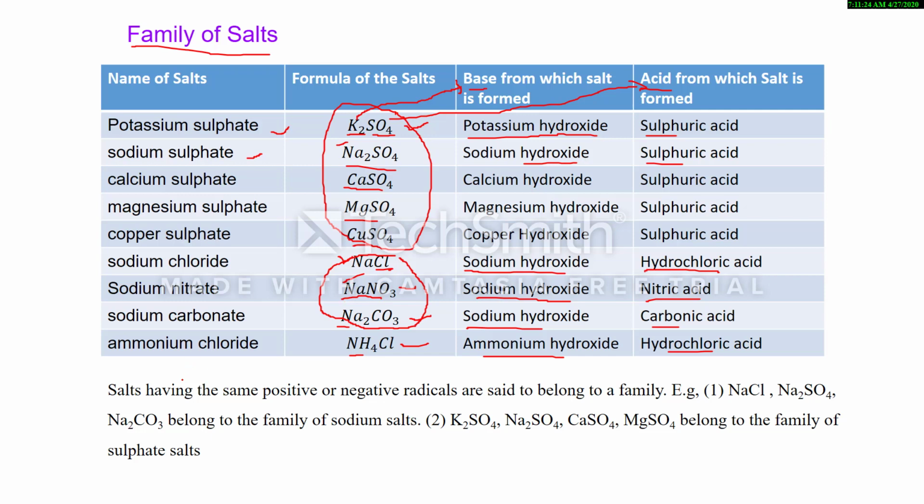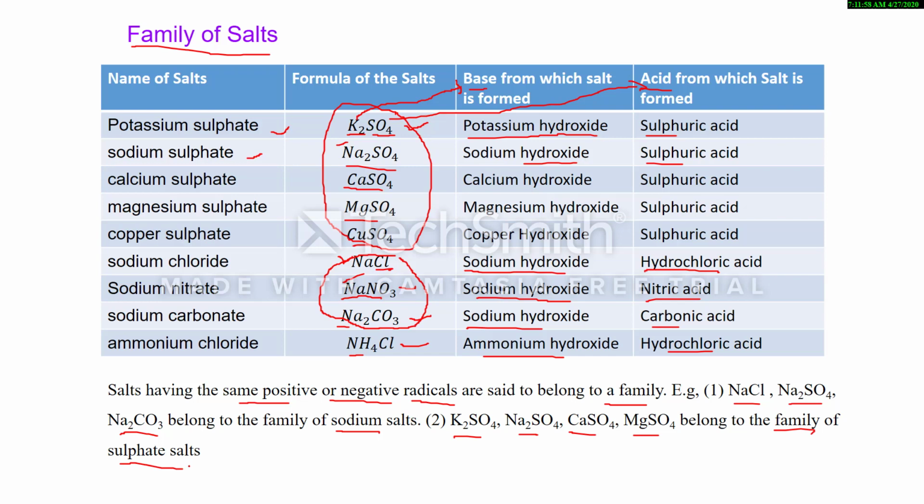Is that clear? So we can say salts having the same positive or negative radicals, meaning ions, are said to belong to a family. For example, NaCl, Na2SO4 and Na2CO3 belong to the family of sodium salts because sodium is common among them. In the same way, K2SO4, Na2SO4, CaSO4, MgSO4, SO4 is common. That's why we can say they belong to the family of sulfate salts.